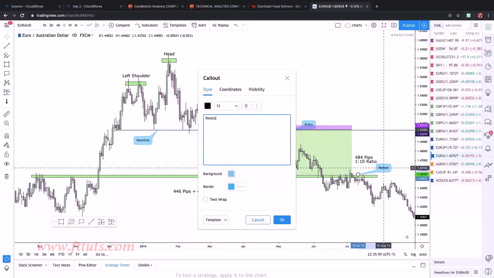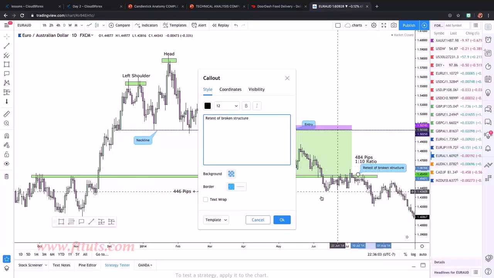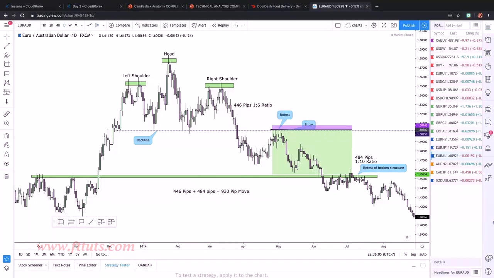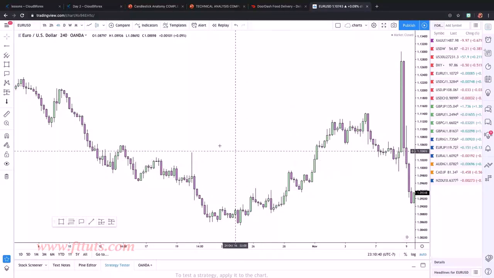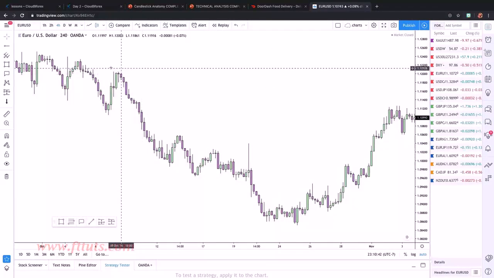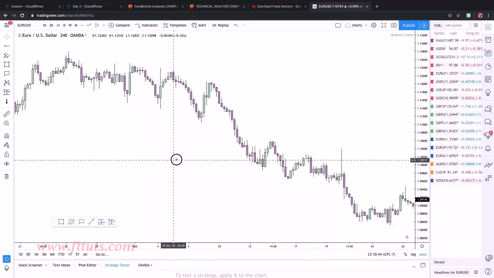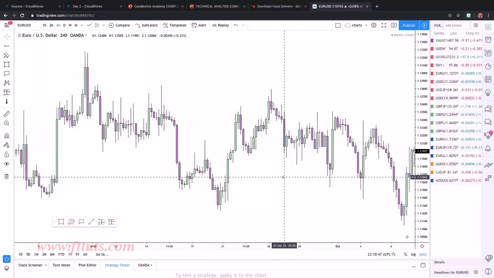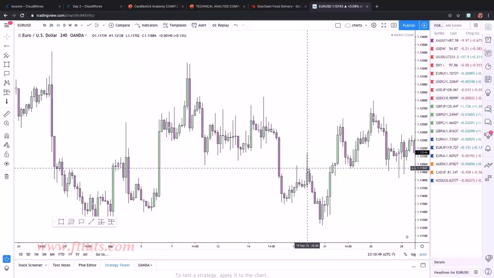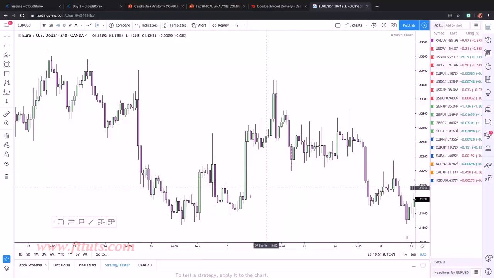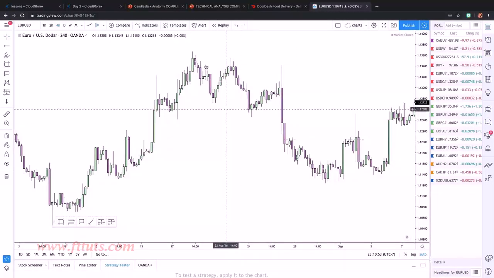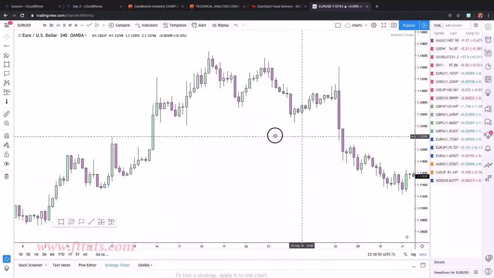Okay, so again, we had a break of structure and a retest. So we could have taken another position there. So now looking at Euro USD, going to find, where is it? A double top pattern. So here's one here.